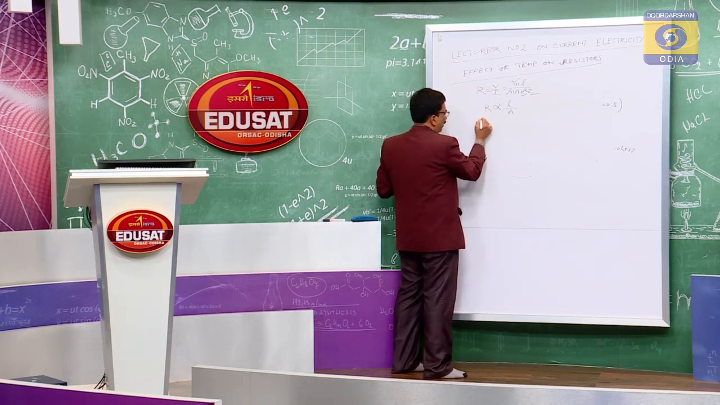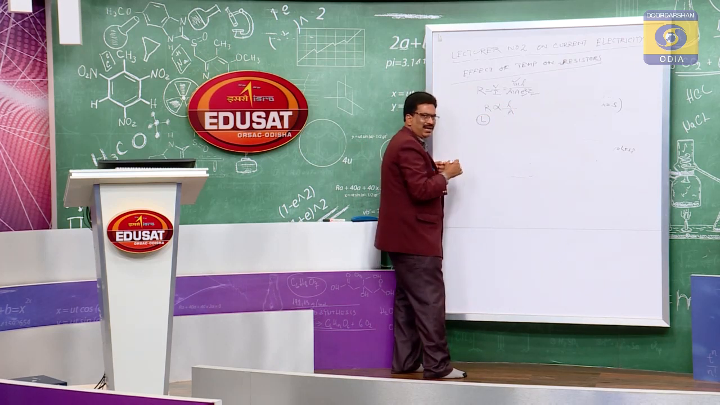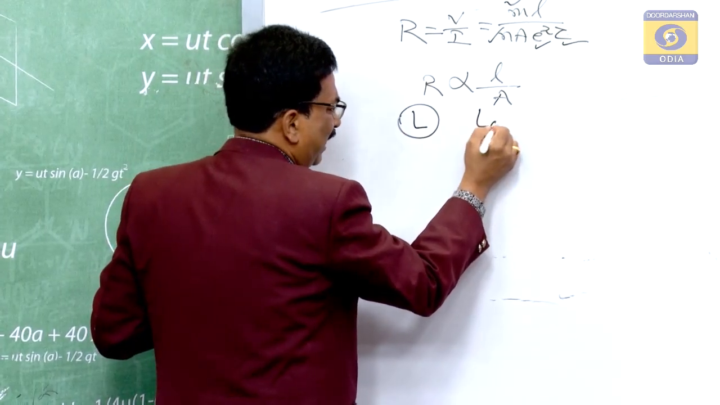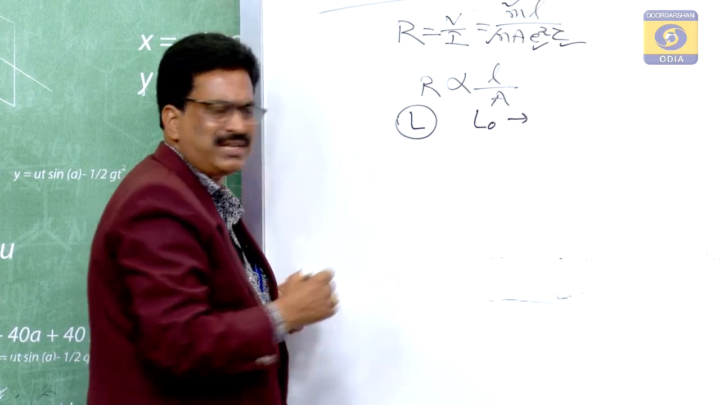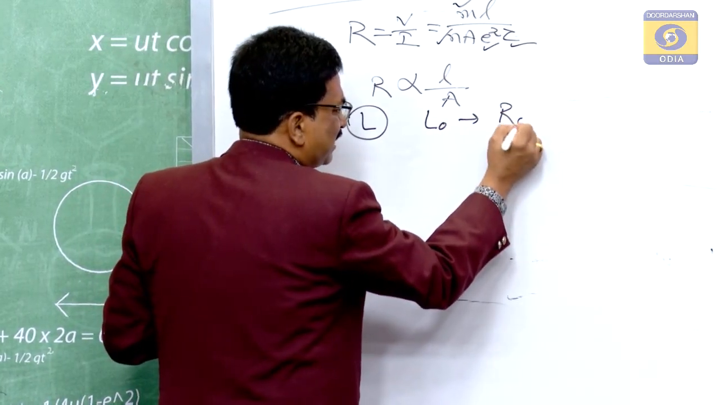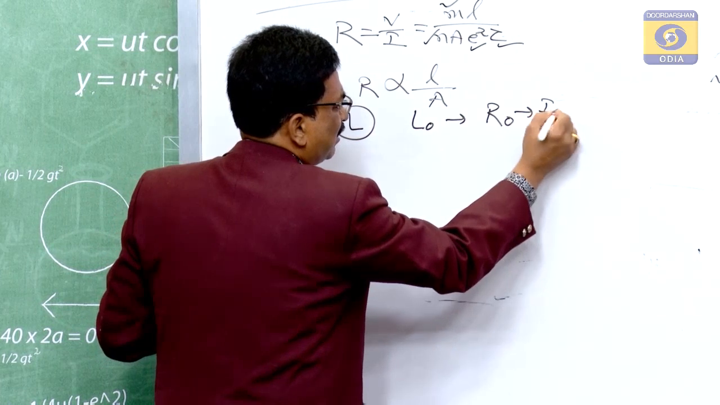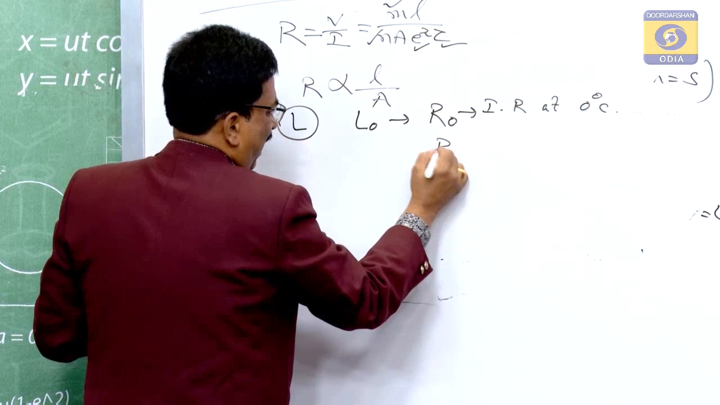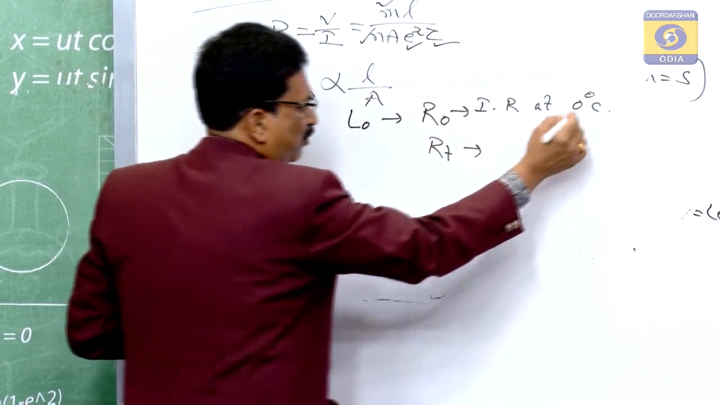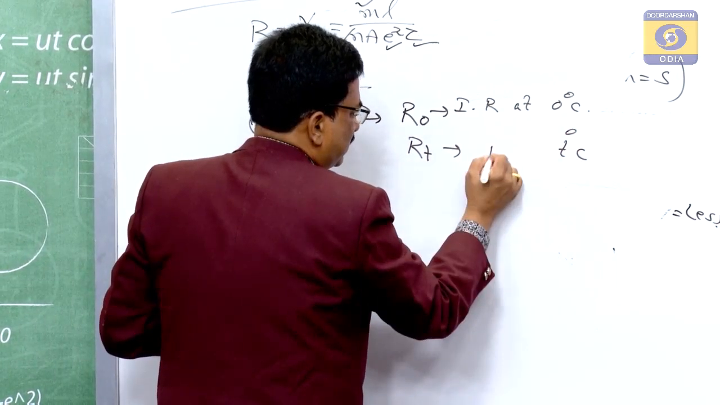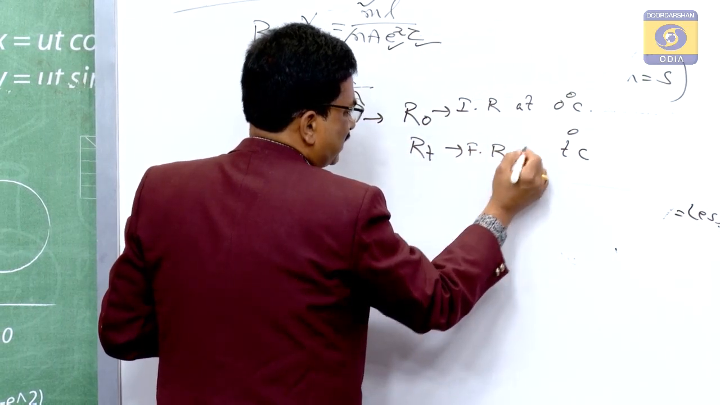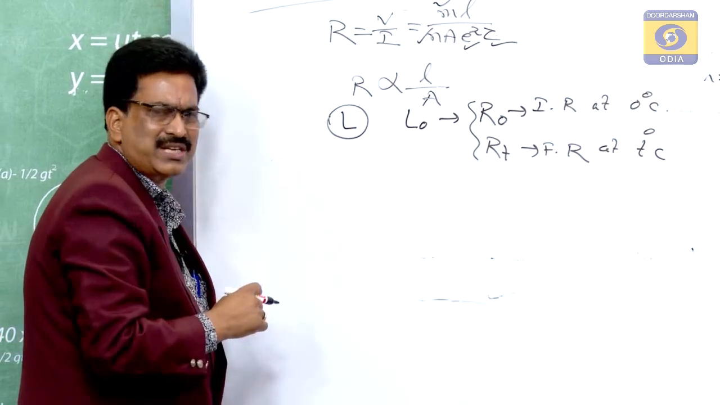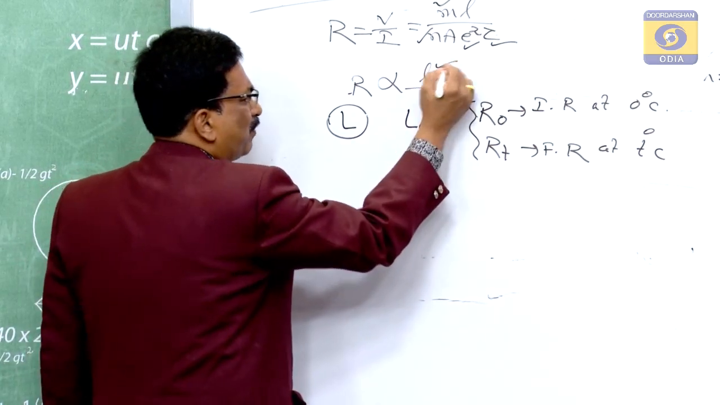So if a conductor has length L and we supply temperature, suppose L is initially L0, or for the resistance, that is R0, the initial resistance at 0 degrees Celsius. We supply the temperature up to T degrees Celsius. So this is equal to the final resistance at T degrees Celsius. These two are its resistance values, because resistance is proportional to L.